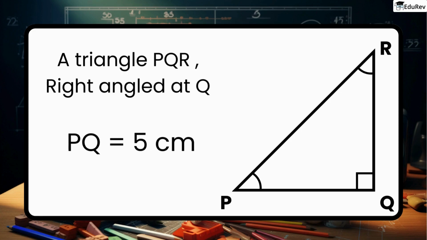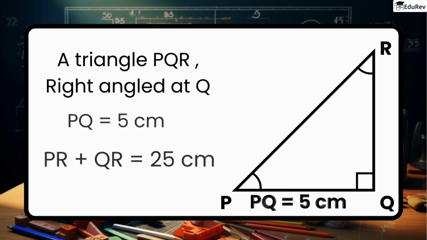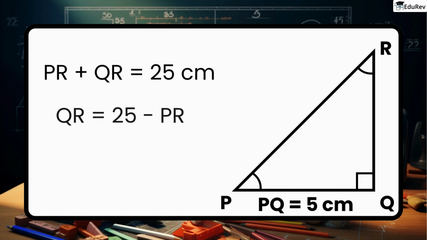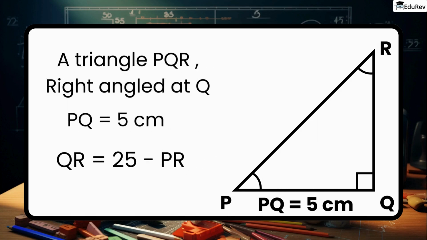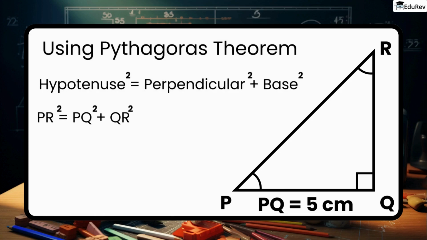Here we have PQ equals 5 centimeters. Label it on the triangle. We also have PR plus QR equals 25. So let us first get the value of QR. QR equals 25 minus PR. Now since this is a right triangle, let us use Pythagoras theorem. We get PR square equals PQ square plus QR square. Just put the values here.